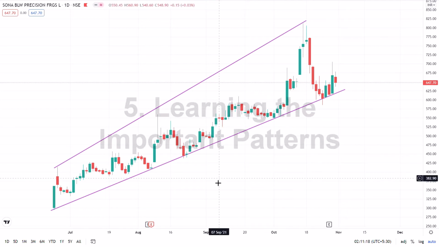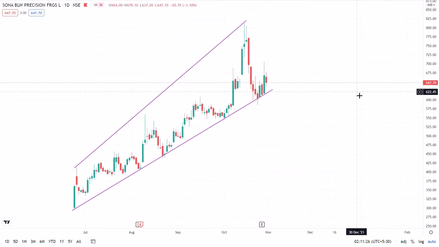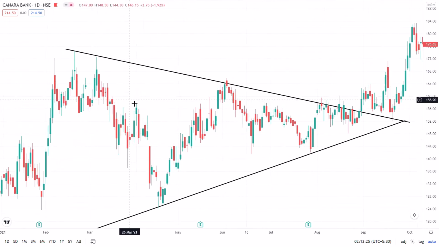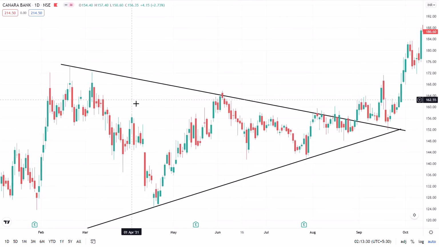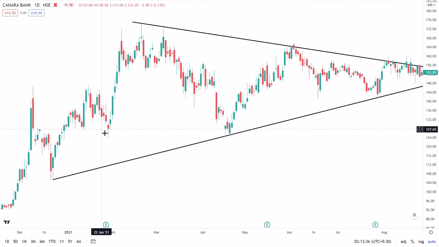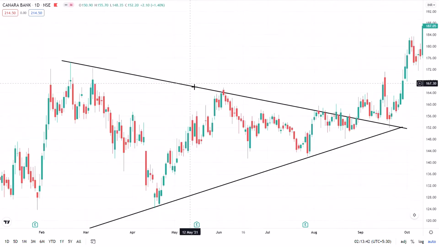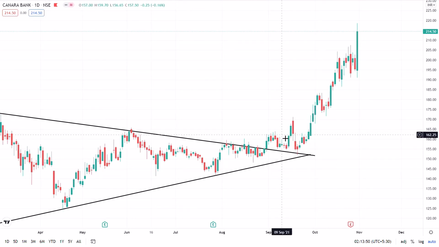Now the fifth point, learning the important patterns. The pattern that I've spoken of throughout the video is the channel pattern, but there are other patterns too. You don't have to know all the patterns that exist, but knowing just 4 or 5 of the most important patterns can be of great use. Now the price action patterns are of two kinds. We have the reversal patterns, just like the channel pattern where you buy on the basis of reversals, and then we have the breakout patterns.